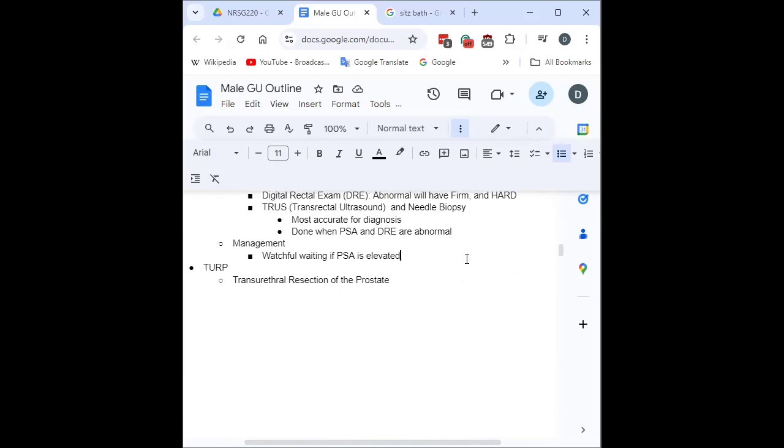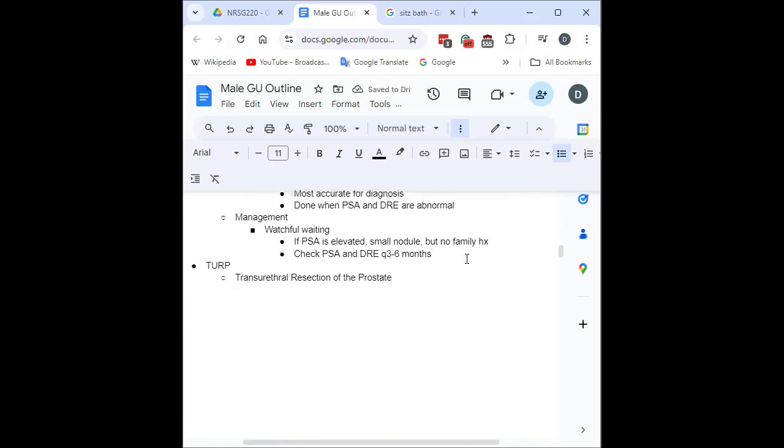Oh, yeah. We're on management of prostate cancer. So we're going about an elevated small nodule but no family history. They might check PSA every 3 to 6 months. Okay. What else can we do for management?